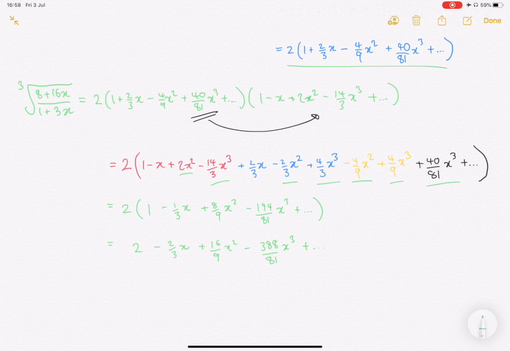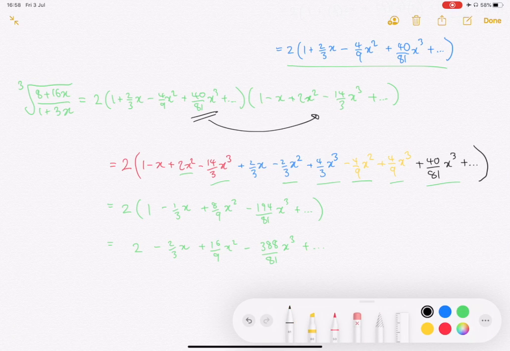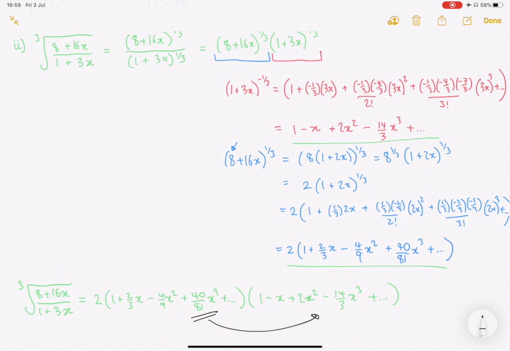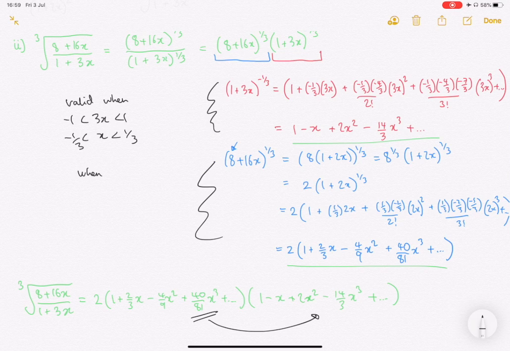And just to finish this off, remember we are also asked, when is this valid? Well, we need to be a bit careful, because we did two different binomial expansions here. And this first one was valid when 3x was between minus 1 and 1, or x was between negative 1/3 and 1/3. And the second one was valid when 2x was between negative 1 and 1, so x was between negative 1/2 and 1/2.